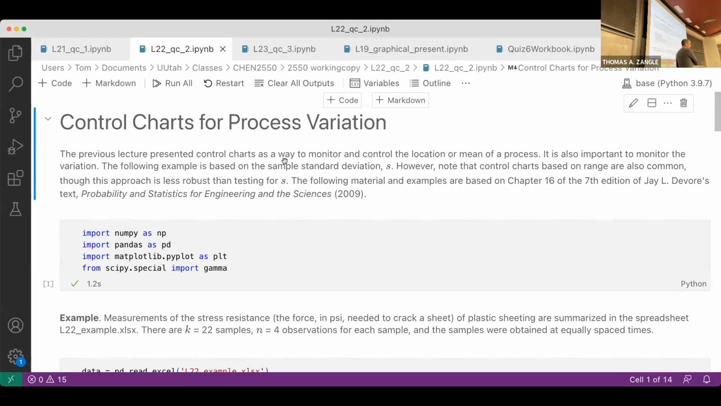Okay, so today we have a little bit of ground to cover. We're gonna cover lecture 22. We're gonna talk about control charts, or basically how we can do quality control for process variation. Then we're gonna talk about at least the beginning of lecture 23. We're gonna talk about different statistics like the fraction of defects within a process with a similar kind of approach based on control charts. And then at the end of this lecture, we're going to go over quiz 6.